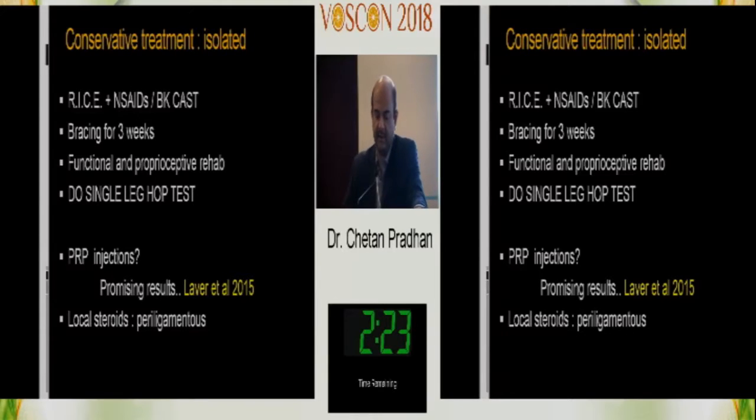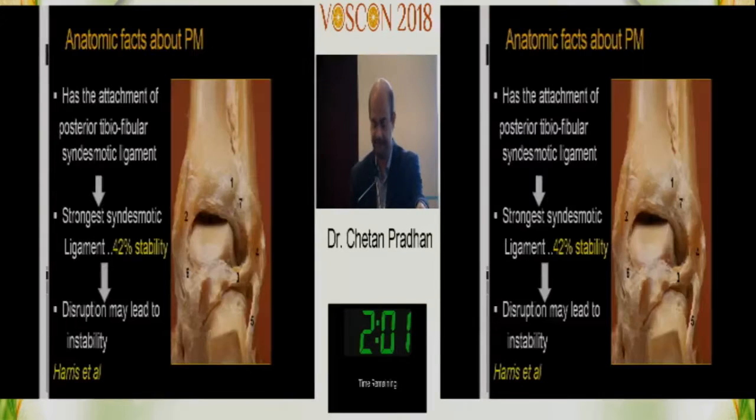Treatment of isolated syndesmotic injuries, quite simple. If not badly displaced or MRI does not show a complete disruption of all the three ligaments, you can treat them non-operatively by casting for 3 weeks and bracing for 3 further weeks. Some surgeons have tried PRP injections, especially those sportsmen who want to return to sports early, or periligamentous steroids.